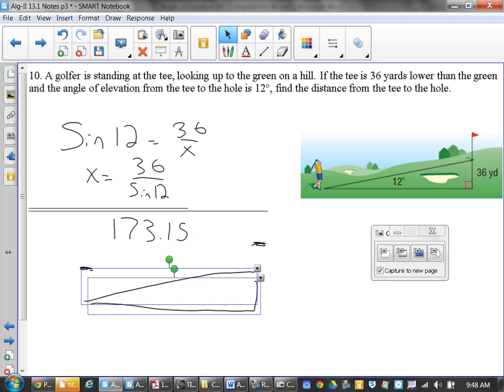173.1504364. Remember, when you're doing these types of problems, guys, keep it to 2 decimal places, that will be all right. Okay?